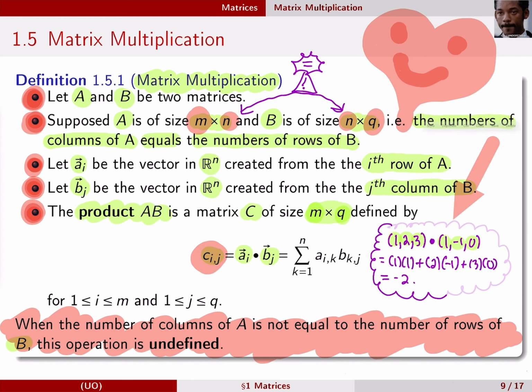So the entry that you need to construct is the result of a dot product between the ith row of A and the jth column of B. So we'll do examples, but again, I want to really put an emphasis on this formula, but the best way to learn how to multiply matrices will be by looking at examples.